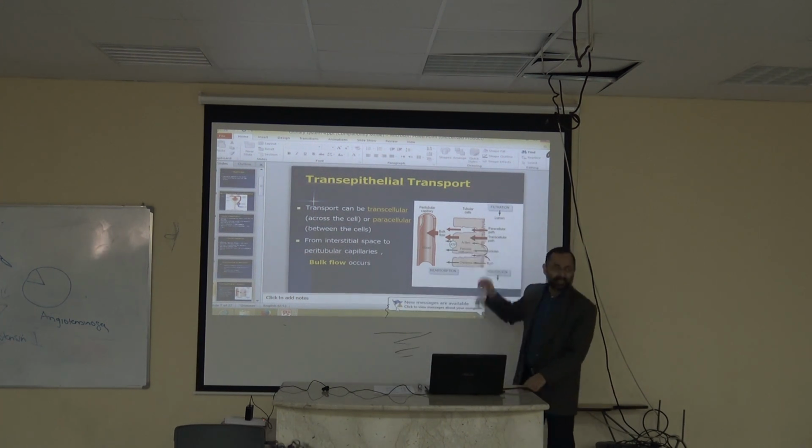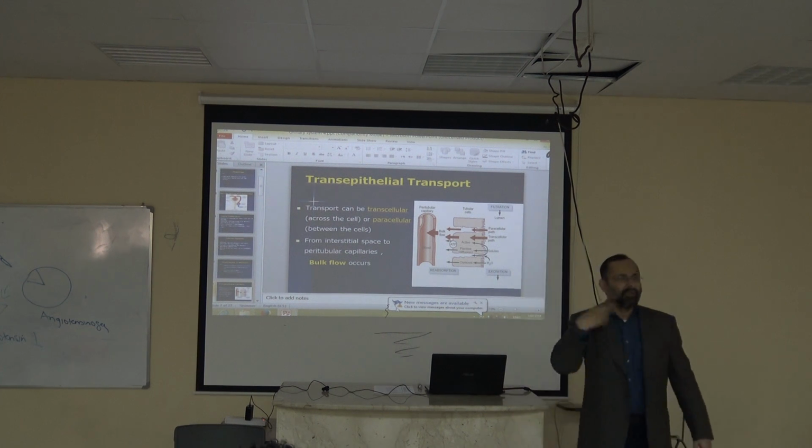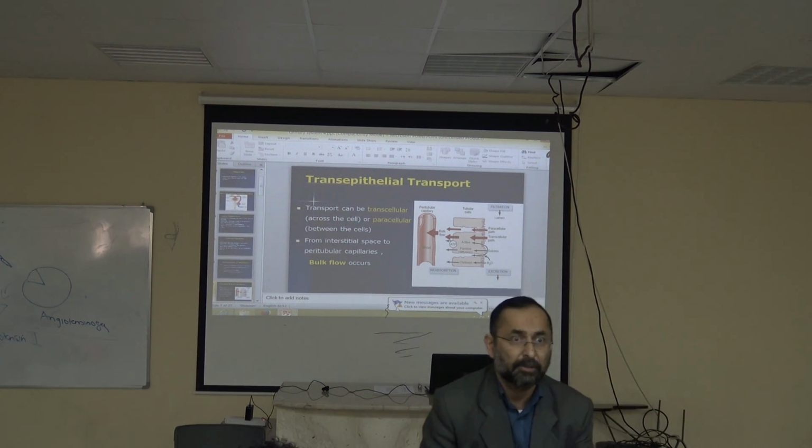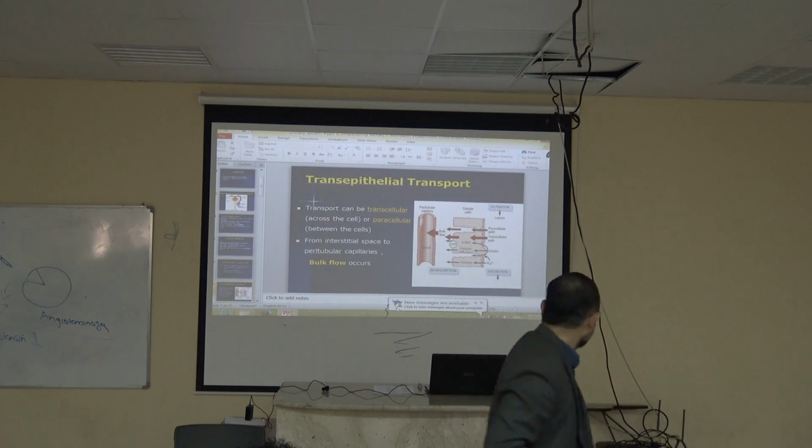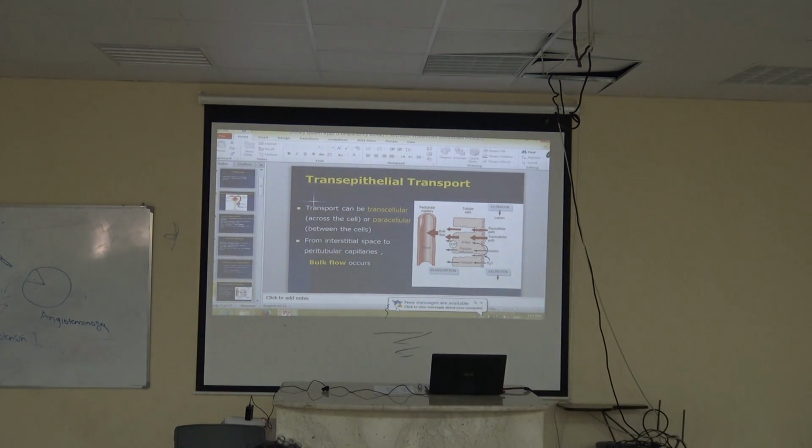These are the cells of the kidney. Proximal tubule, distal tubule, anything. Okay, we are talking about the proximal tubule. Look at the cells. First of all, you identify the sides. Which side is the luminal side of the cell and which side is the basal side of the cell? The right side is the luminal side.